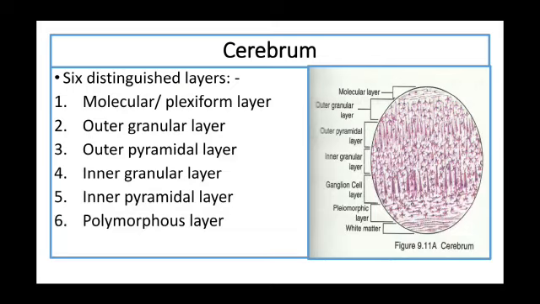So in the cerebrum, we have 6 layers. This outer grey matter contains 6 layers: the molecular layer or plexiform layer, outer granular layer, outer pyramidal layer, inner granular layer, inner pyramidal layer, and polymorphous layer.